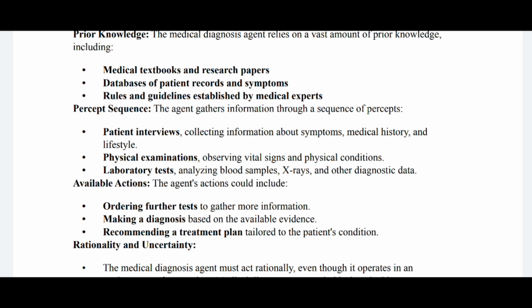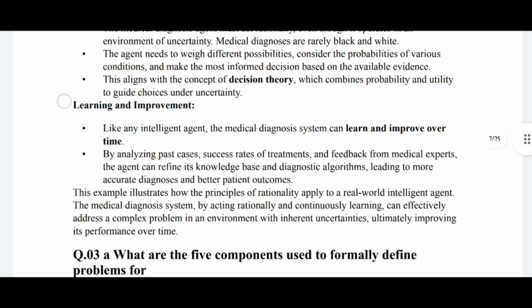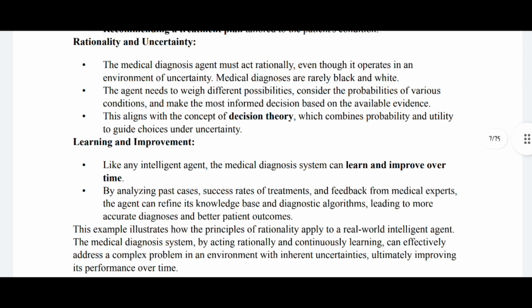Available actions: ordering tests, making a diagnosis, and recommending a treatment plan tailored to the patient's condition. If we know about that field, we can give suggestions to those particular persons. Rationality and uncertainty are given here in simple words. This is what we studied previously, explained in simple words.